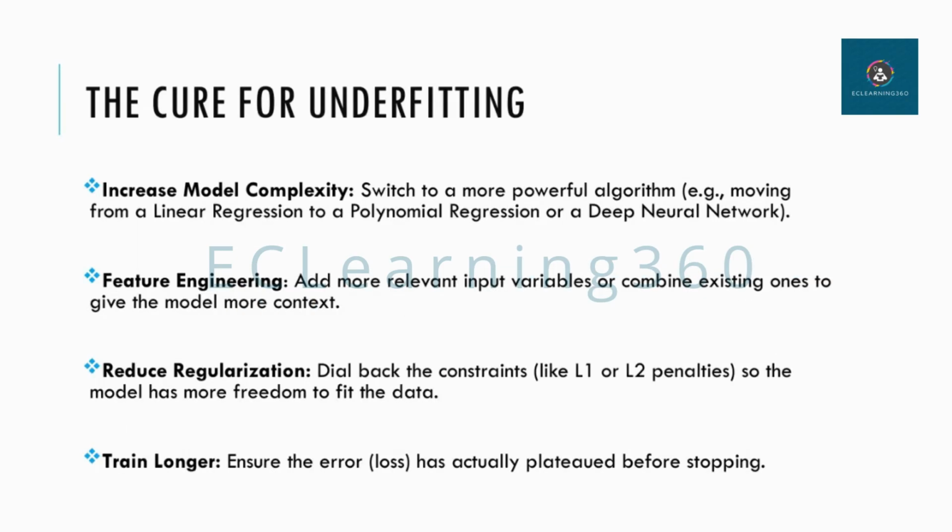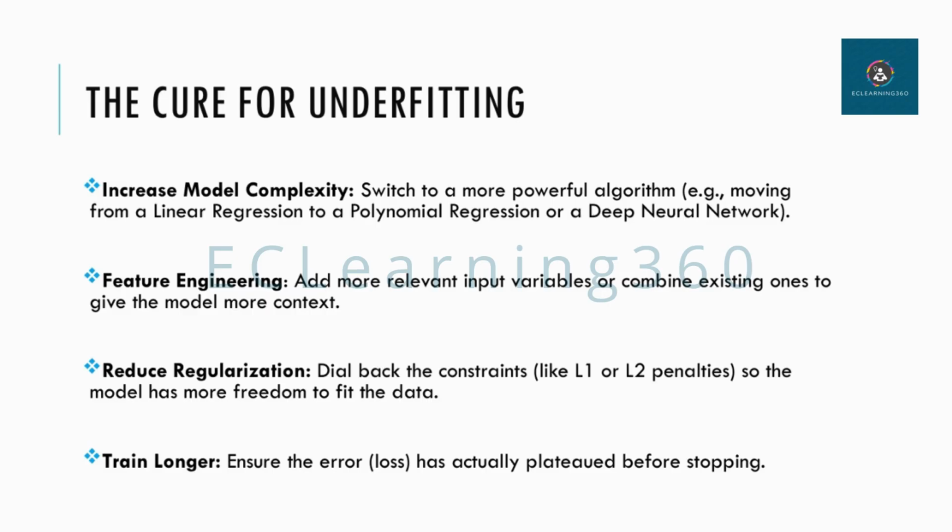All right, so to really address underfitting, we can start by increasing the complexity of our model. That might mean switching from a simple linear regression to something more powerful, like a polynomial regression or even a deep neural network. The idea here is to give our model more capacity to capture the underlying patterns in the data. Next, feature engineering is crucial. By adding more relevant input variables or combining existing ones, we give the model more context. This helps it understand the data better and can significantly improve performance.